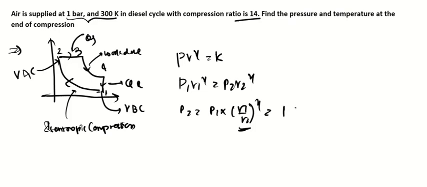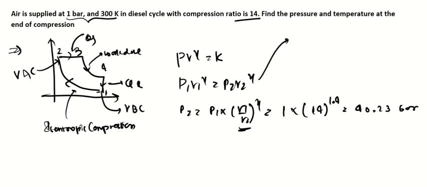And you have P1 as 1 bar, V1 by V2 as 14, so 14 to the power 1.4 gives 40.23 bar as your pressure at point 2.